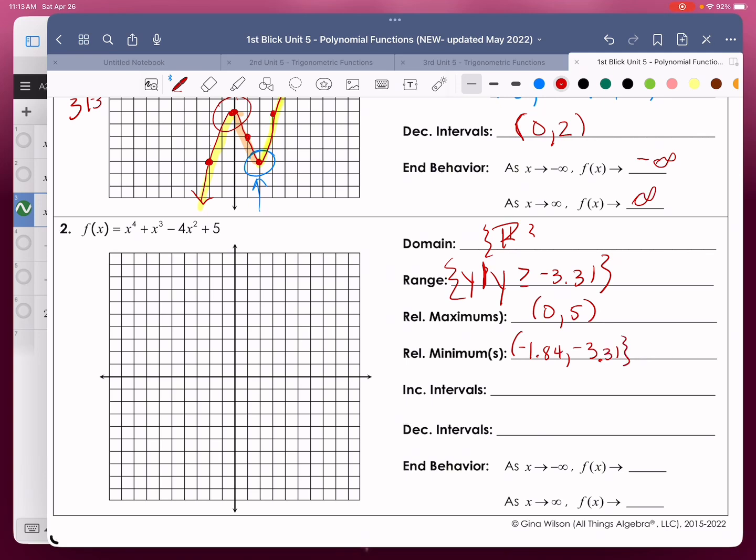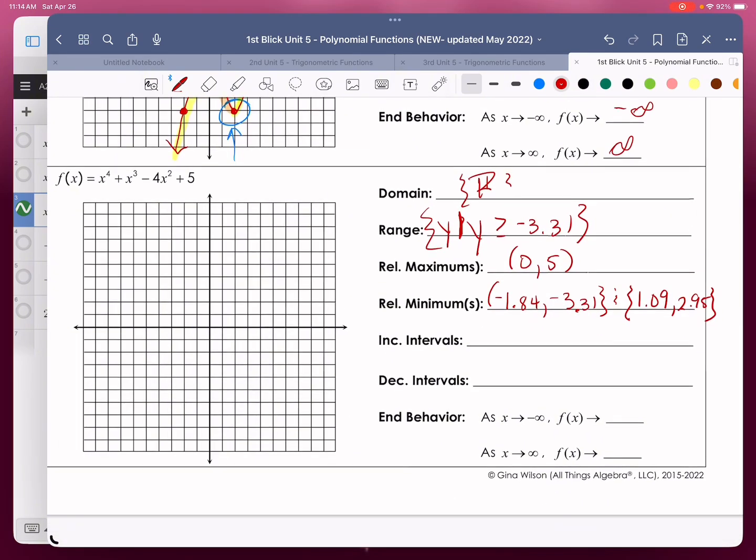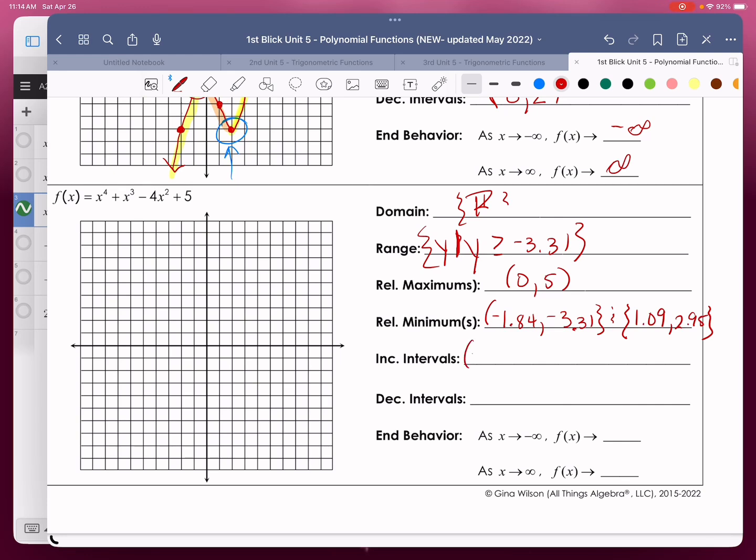That's why we're using Desmos to graph these, because there's no way we would find those exact points doing it by hand. Okay, and the other relative minimum was (1.09, 2.95). So our intervals of increase were from negative 1.84 to 0, and from 1.09 to infinity. Those were the intervals where this graph was increasing.